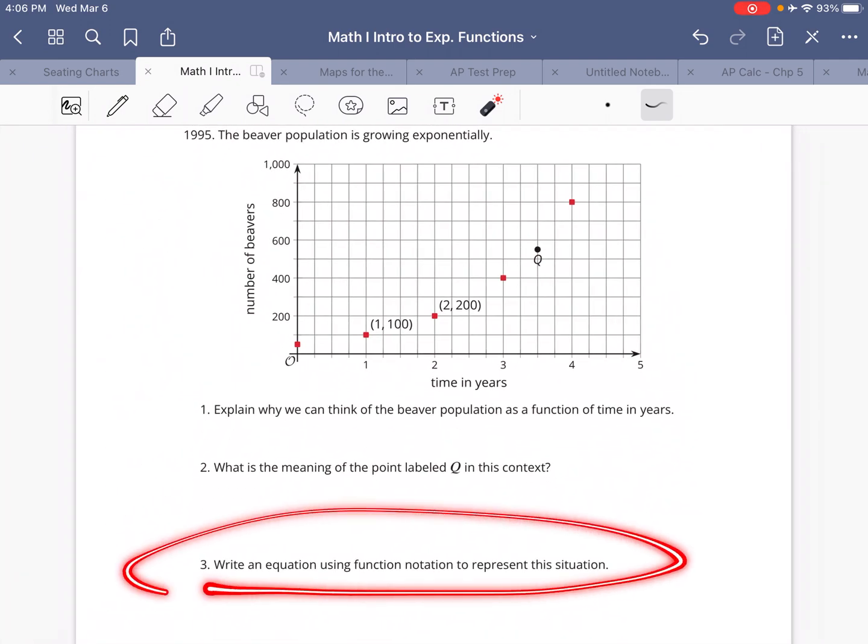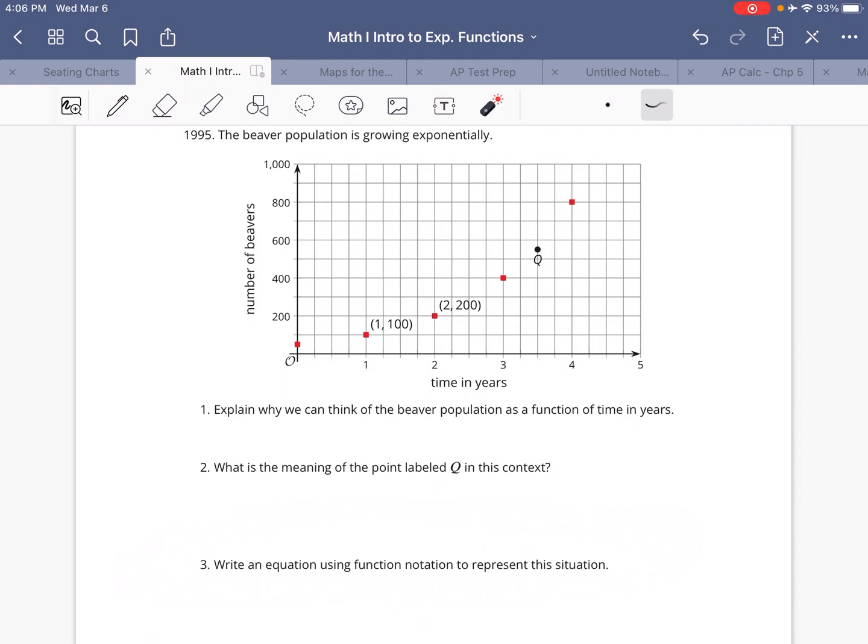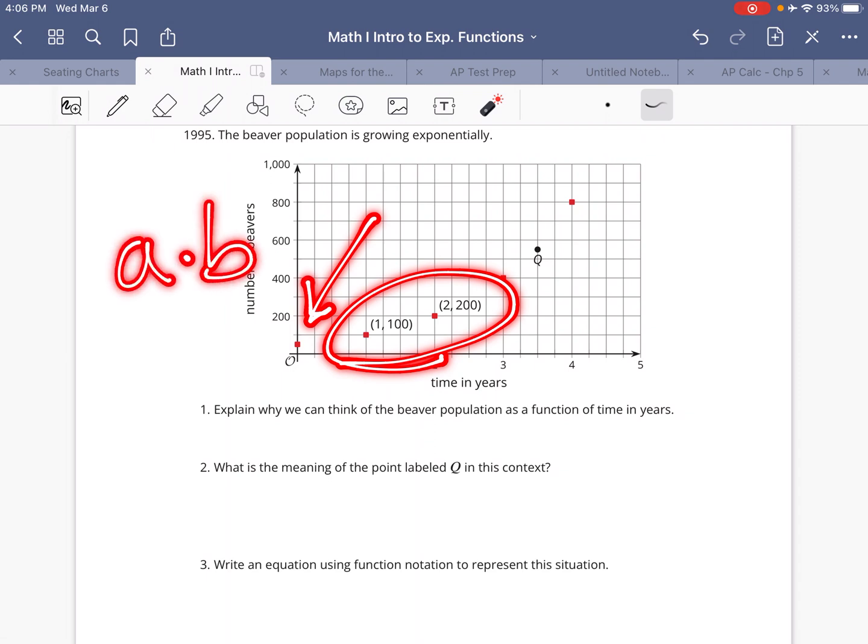Write an equation using function notation to represent the situation. Well, can you figure out what the multiplier is, the growth factor based off of this? And then can you work backwards to figure out what the starting value is? Because remember, it's going to be a times b to the t.